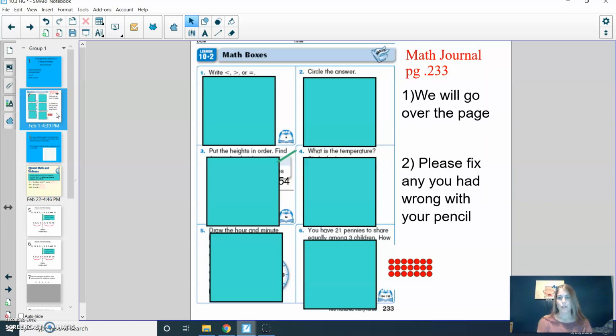We're going to first start with going over the math boxes that you completed yesterday. If you're noticing that you made any mistakes, please use your pencil and eraser to fix any of those that you maybe had wrong. Let's start with question number 1.